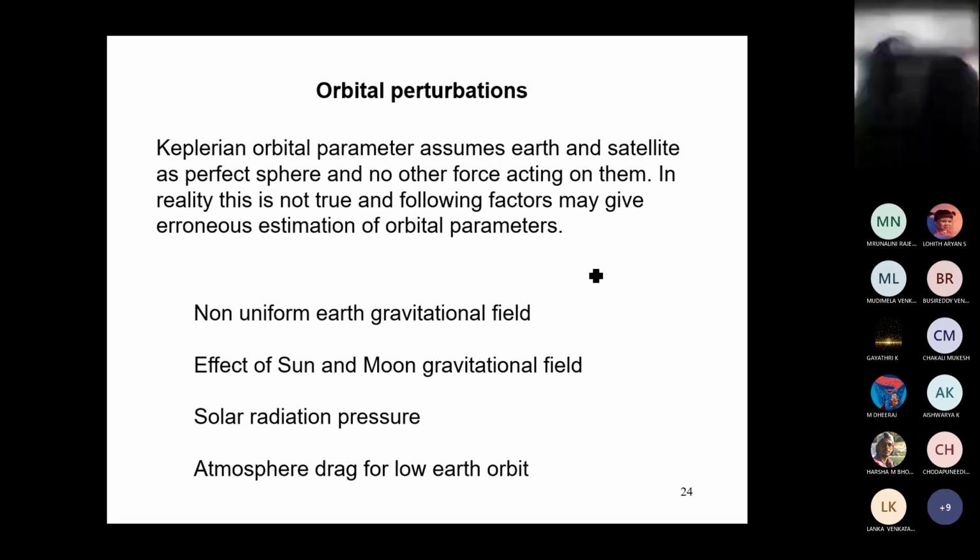That means the effect of the gravitational field is much higher on those satellites. And due to that, whatever orbital calculation or parameter calculation we are doing for those satellites, we have to consider those effects on the satellite parameters.